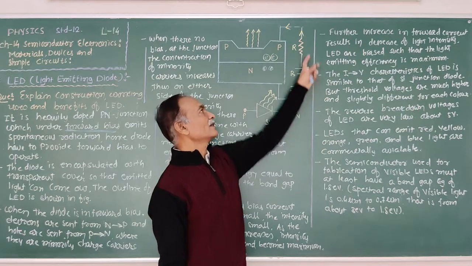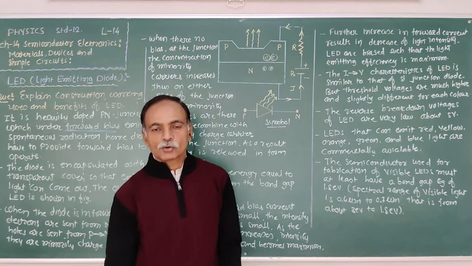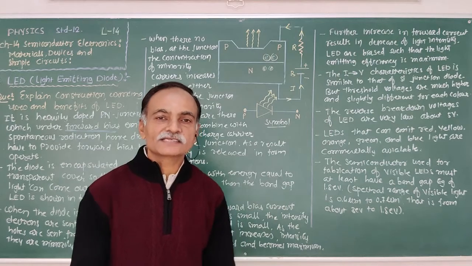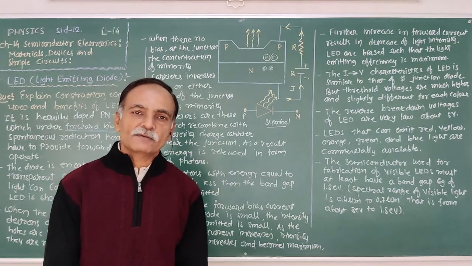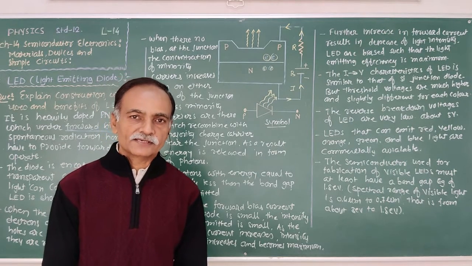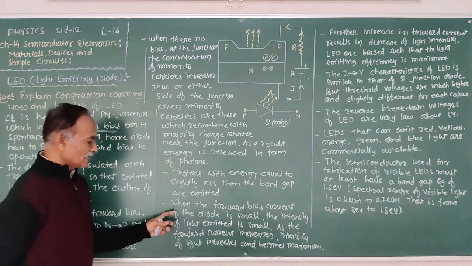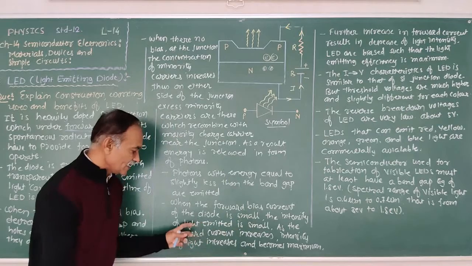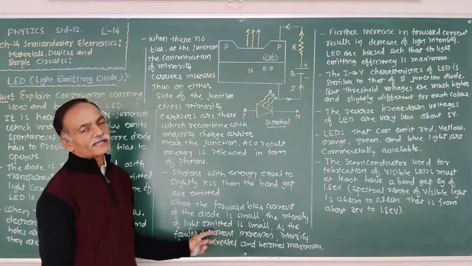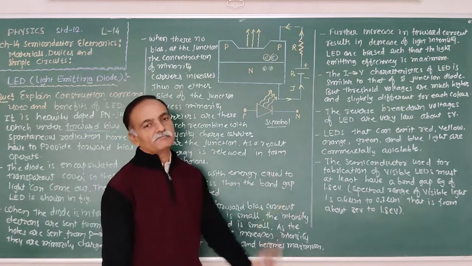The holes are flowing in this direction and electrons are flowing in this direction due to the forward bias. We already discussed the forward bias of a PN junction. In forward bias of a PN junction, the electric current is formed due to the majority charge carriers, and that is of the order of milliamperes. So when the forward bias current of the diode is small, the intensity of light emitted is small, and as the forward current increases, the intensity of radiation increases and becomes the maximum.